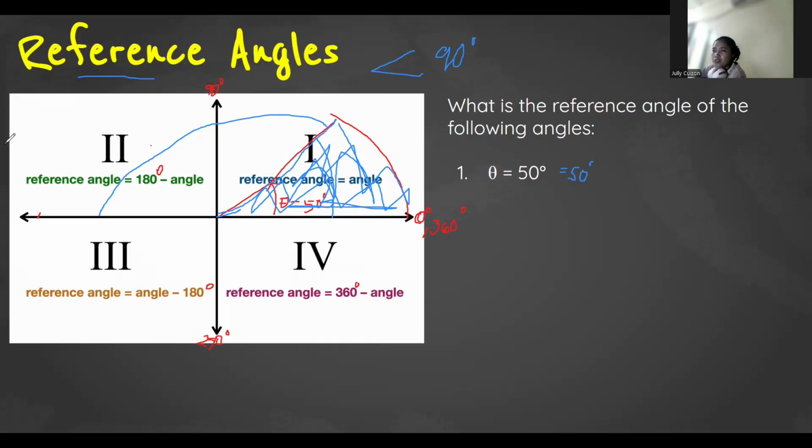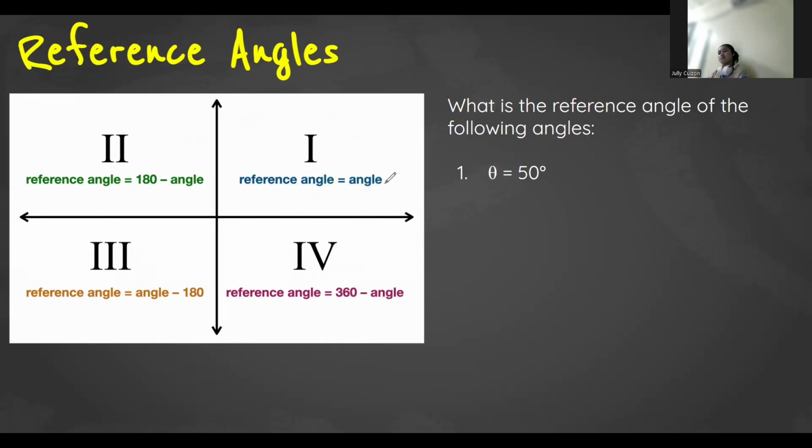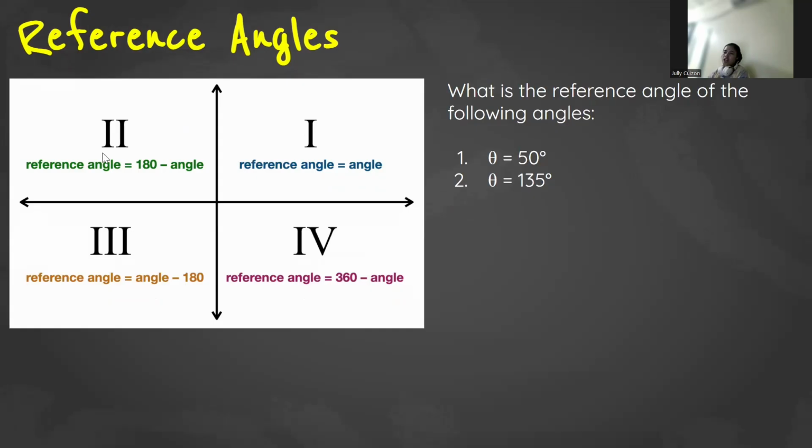And as you can see in our formula, the reference angle is also equal to the angle itself. Even if you are given 80 degrees, automatically its reference angle is 80 degrees, as long as it is in the first quadrant. Next, 135 degrees. From 0 to 180, so it is in the second quadrant.